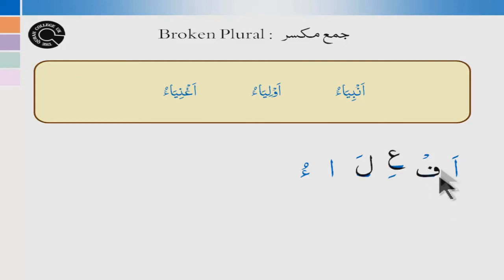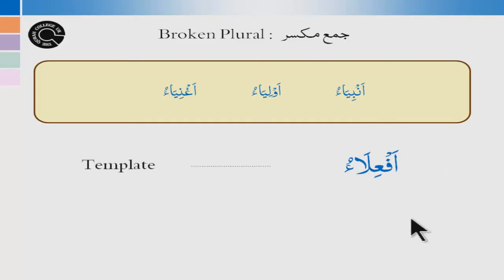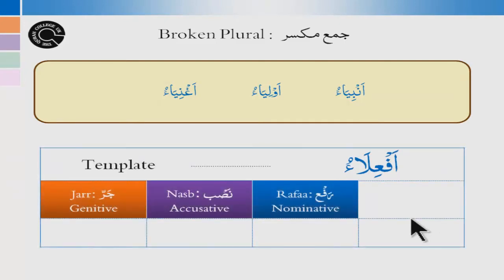So that is af'ila'u. And join it together, that would be af'ila'u, and that is in rafa case. So let's see it in nasab and jar. That's af'ila'u, and that's af'ila'a, af'ila'i.